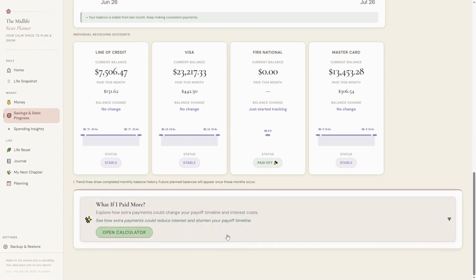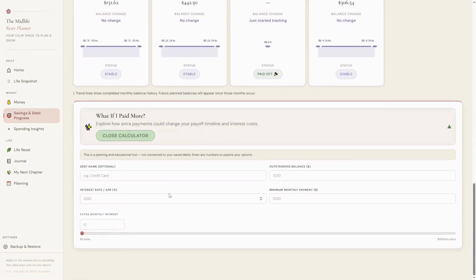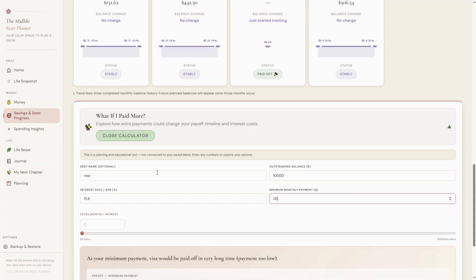These cards also help you identify which debts are shrinking the fastest and which ones may need a little more attention. The final tool on this page is the "What if I paid more" calculator. This feature lets you see how increasing your monthly payment could affect both your payoff time and the total interest you pay.